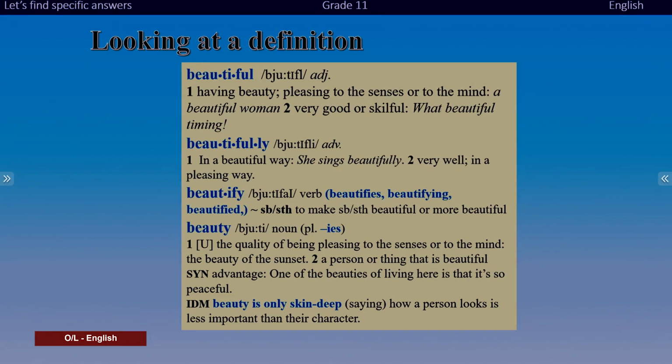One is having beauty, pleasing to the senses or the mind. And see, there's an example given as well, a beautiful woman. And the second meaning is also given, very good or skillful. And an example given there as well, what a beautiful thing. And the second word, if you come down to the second word, there also you can see the abbreviation. And what is this abbreviation you see here?